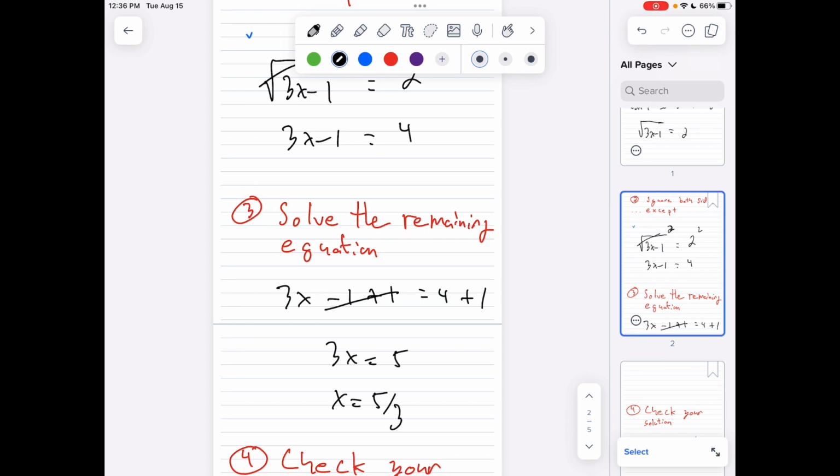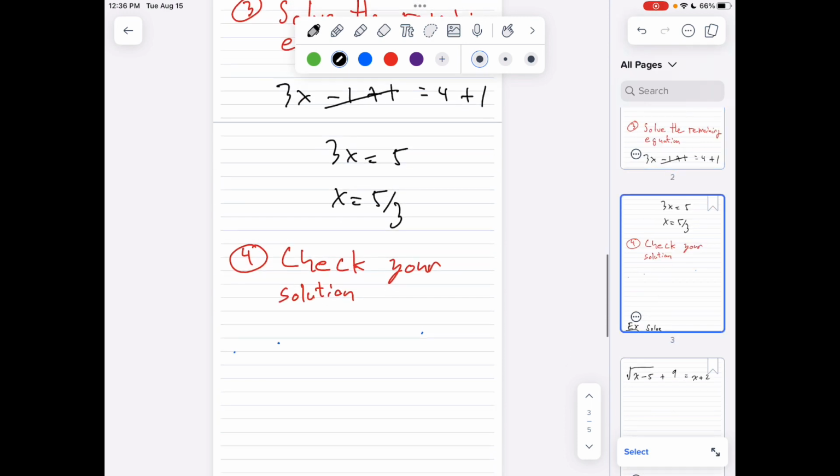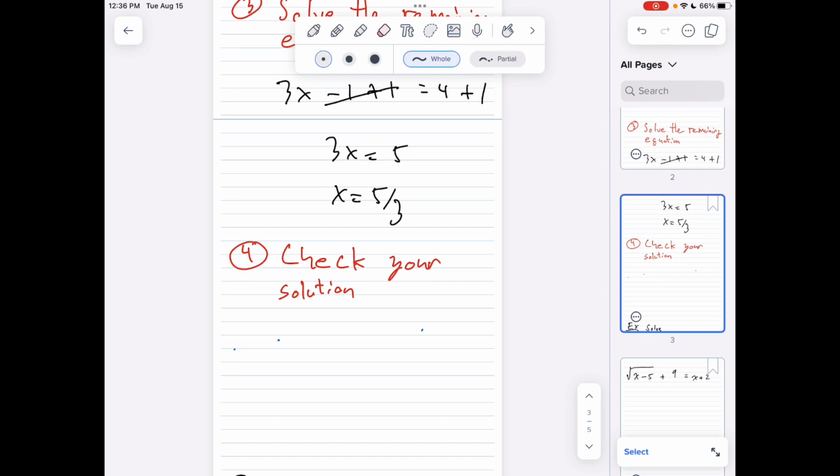So when you get to step 3, you'll get an equation that you recognize and you'll be able to solve. In this case, it's a linear equation. In other cases, it could be a quadratic, or something of the sort. Now, step 4, if you want to call it a step, is to check your solution if you can. Sometimes you'll get multiple solutions, and not all of them will work in the original.